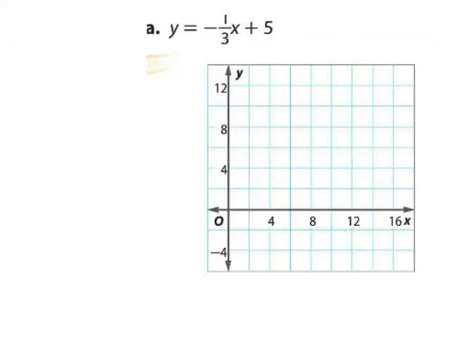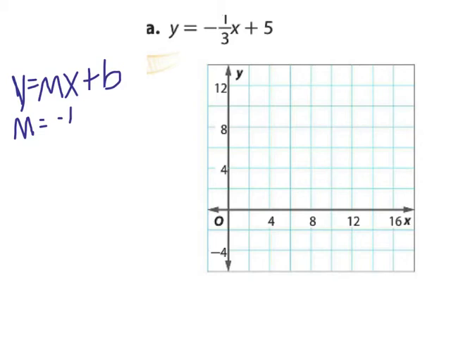Okay, next one, y equals negative 1/3 x plus 5. So y equals mx plus b. My m is my slope, which is negative 1/3, and b is my y-intercept, and that is 5. So it's going to intercept the y-axis at 5, which is going to be right here between 4 and 6.